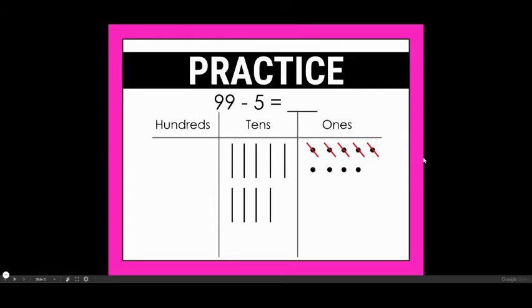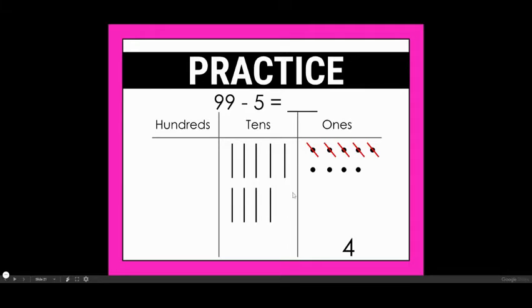So now we need to figure out what our difference is. So we're going to count how many we have left. So let's start in the ones. How many ones do we have? 1, 2, 3, 4. So I'm going to write my 4 down here for my 4 ones. Now let's go to my tens. How many tens do I have left? 1, 2, 3, 4, 5, 6, 7, 8, 9.